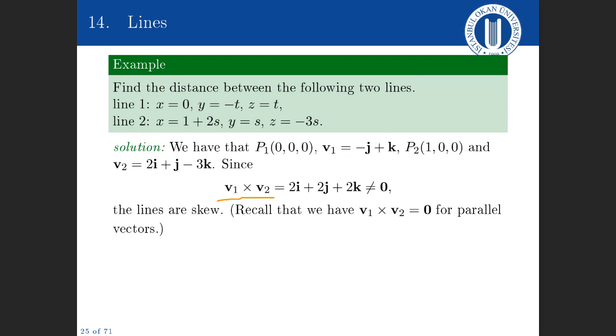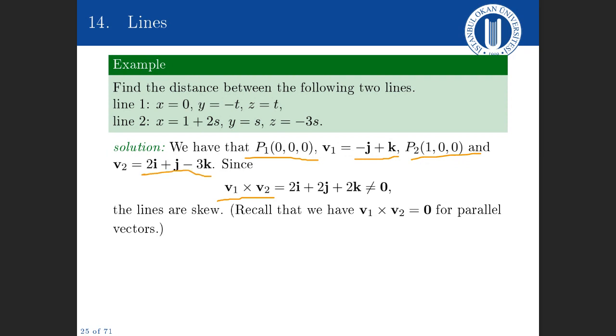But I'm getting ahead of myself. We need a point on line 1. So if we set t equal to 0 in the first equations, we get 0, 0, 0. And we also need a vector which is parallel to line 1. We look at the numbers in front of the t. So 0t minus 1t plus 1t gives us 0i minus 1j plus 1k. And then we do the same thing for the second line. If we put s equal to 0, we get 1, 0, 0. And if we look at the numbers in front of the s terms, we get 2, 1, minus 3.